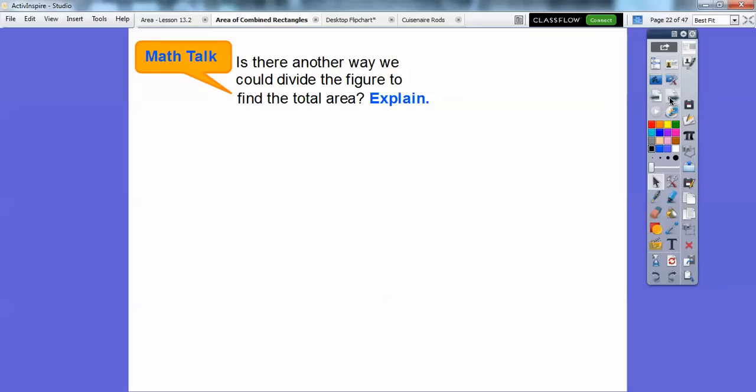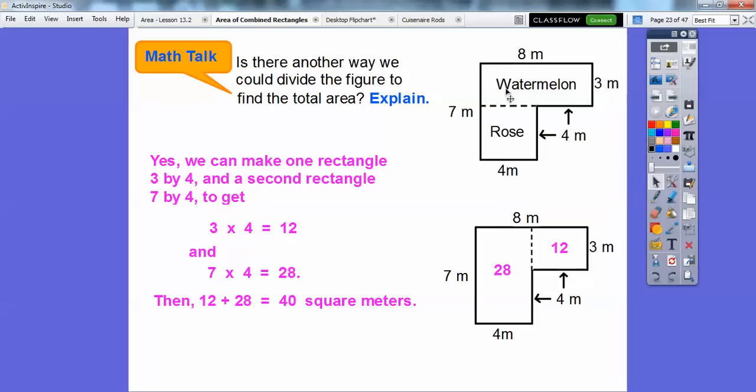All right, is there another way we could divide that figure up to find the total area? Here's how we cut it up before, but we didn't have to cut it in this direction. We could have sliced it right here and gotten this little rectangle, which is 4 by 3. I said 3 by 4 over here, so 3 times 4 is 12. Then this rectangle is 4 by 7, and 7 times 4 is 28. And 12 plus 28 still gives us 40 square meters.